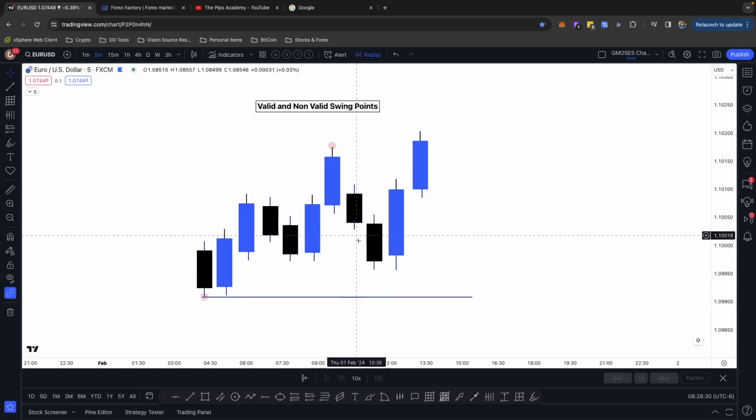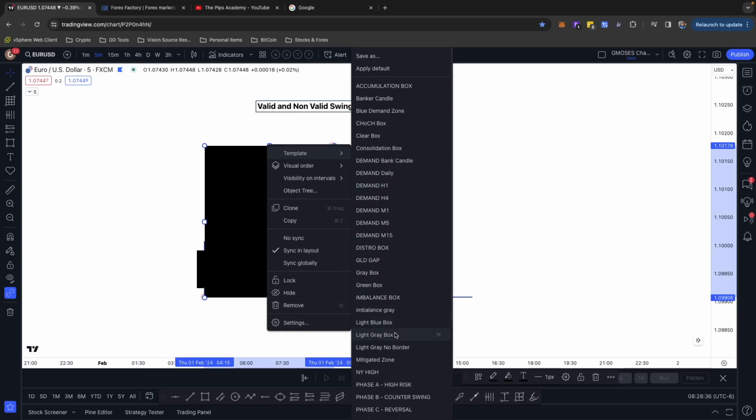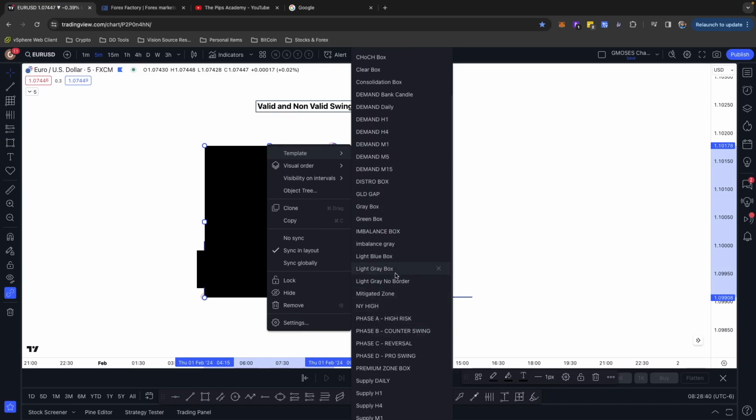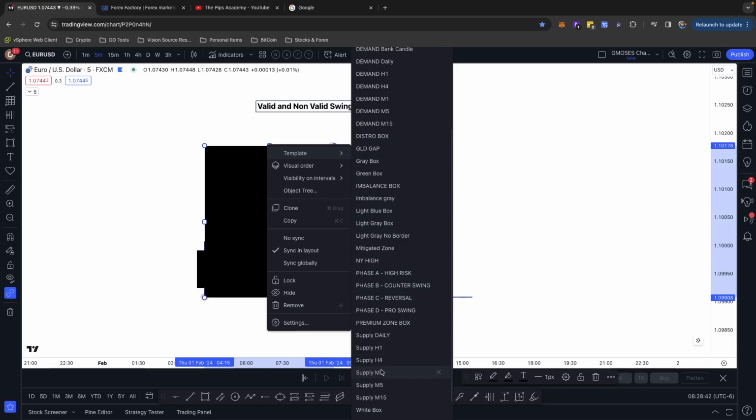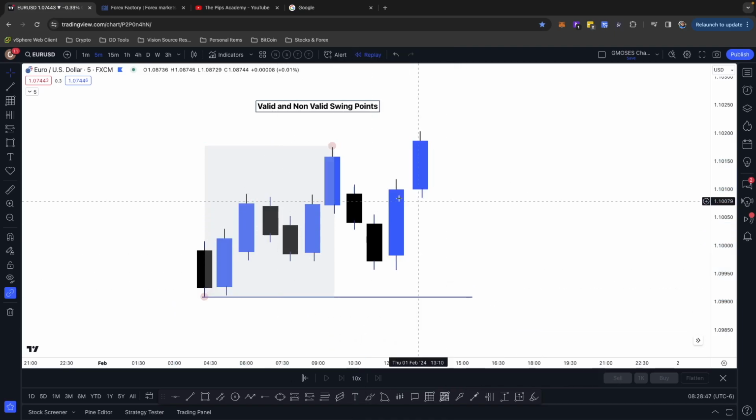So for example, this was our initial range here. Let me go ahead and change this box to a light gray color. Okay, let me erase that. So this is our initial range. Everything inside of here was internal structure. We can see that price gave us a pullback, and then an impulse to another high. Now let's see if this candle pulled outside of this range as far as a body closure.